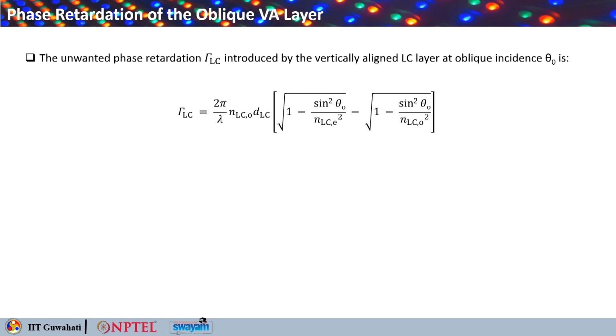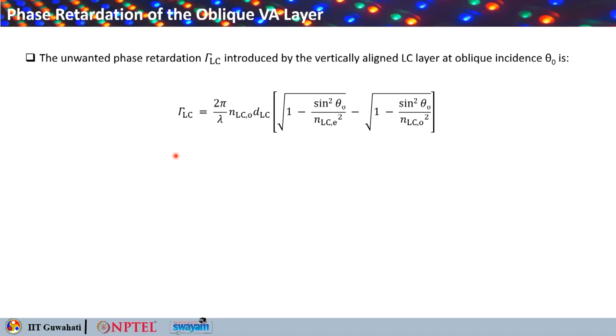Okay, so here we'll first see the unwanted phase retardation, that is Γ_LC, which is introduced by the vertical alignment liquid crystal layer at oblique incidence θ0. So this is the expression for this MVA liquid crystal layer. This is the phase retardation, the quantity every compensation film scheme will be targeting to cancel out.